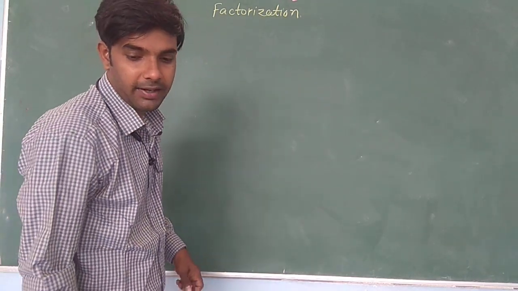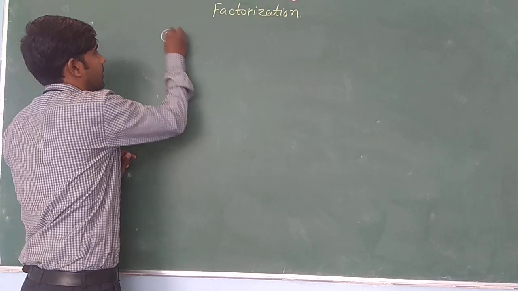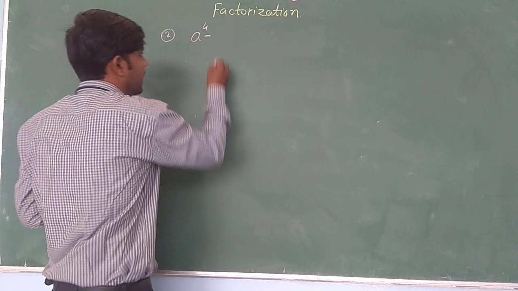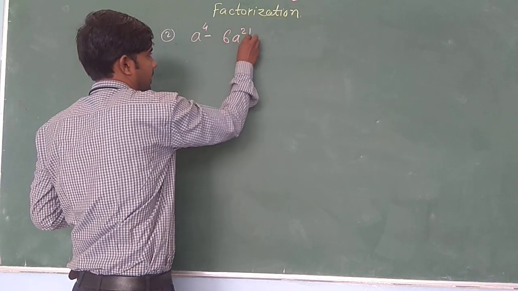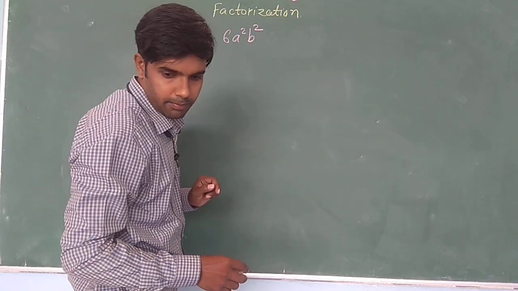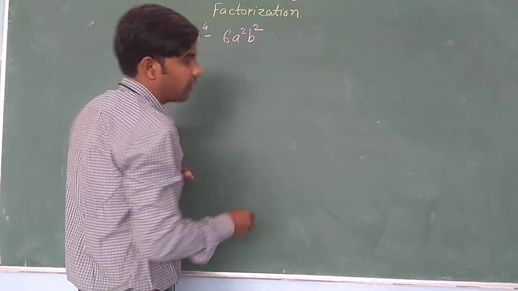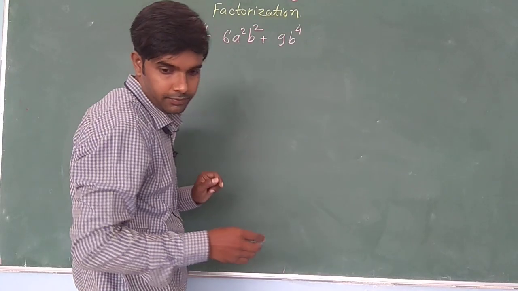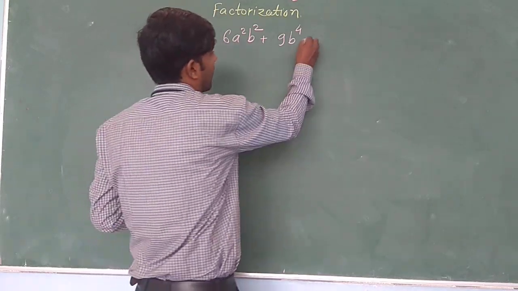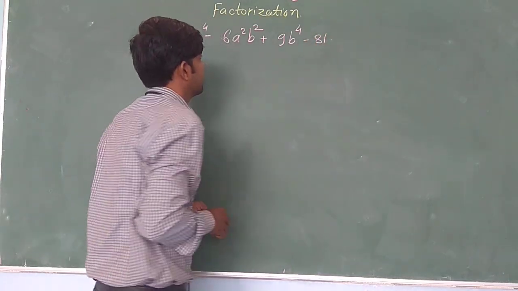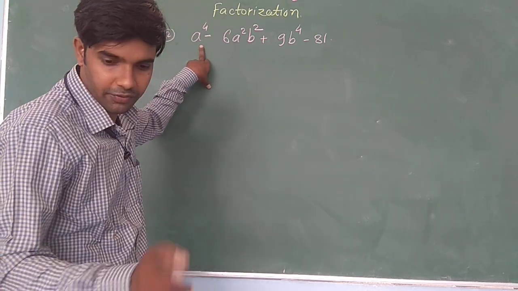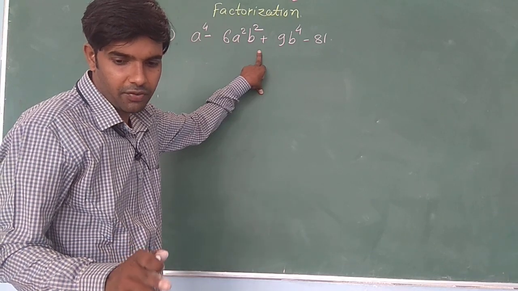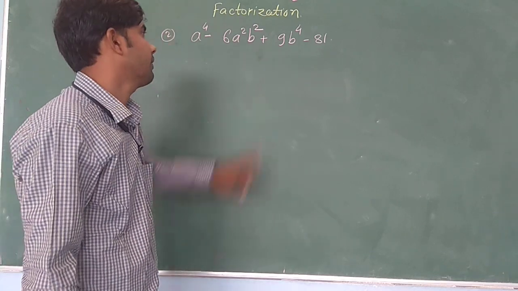a raised to 4 minus 6a square b square plus 9b raised to 4 minus 81. This is your second example: a raised to 4 minus 6a square b square plus 9b raised to 4 minus 81.